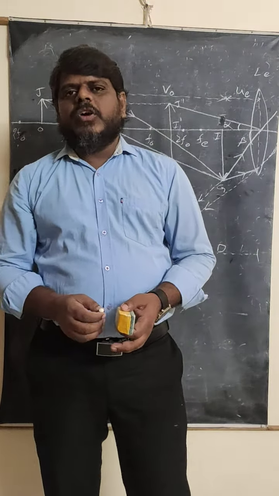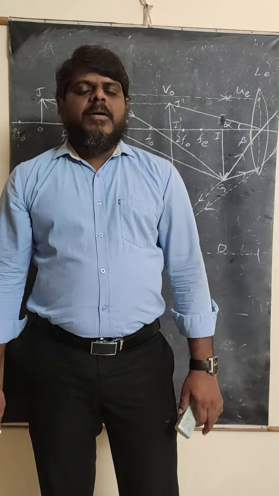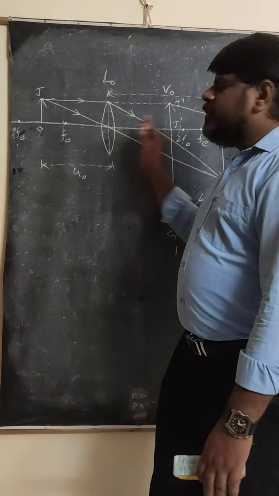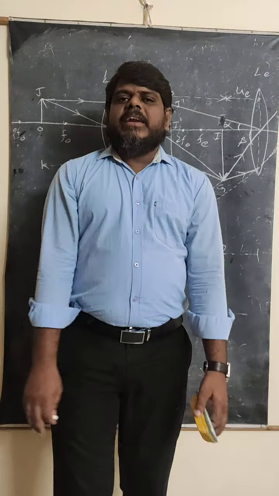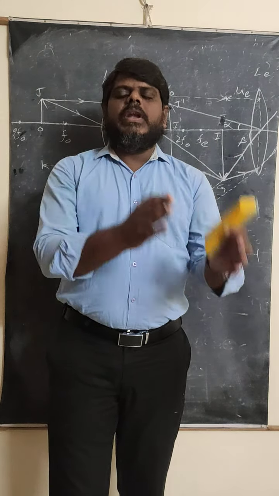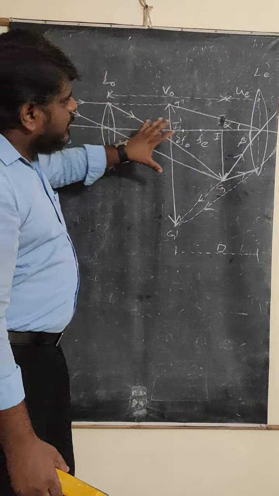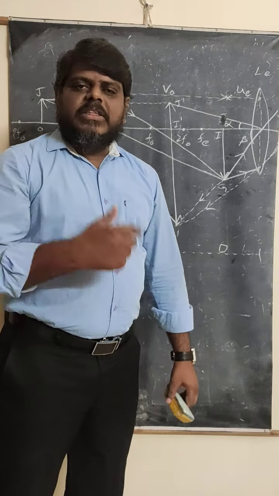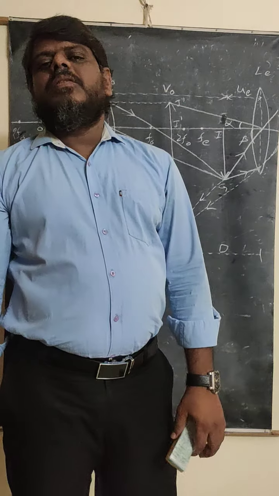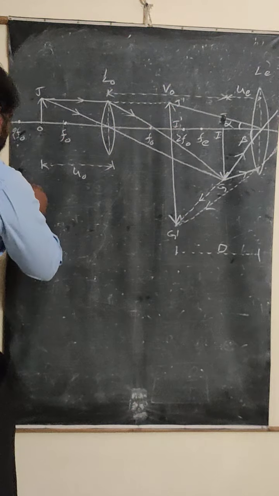In the case of a simple microscope, only one lens is there, so I directly calculated the magnification. But here, how many lenses are there? Two lenses. Two lenses means the resultant magnification is the product of the two lenses. That means we need to find the magnification of the first lens and the magnification of the second lens, and multiply them. Then you get the final magnification, that is, the magnification of the compound microscope.